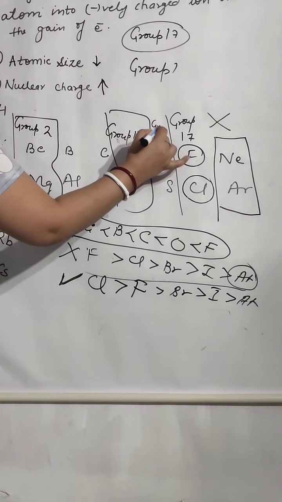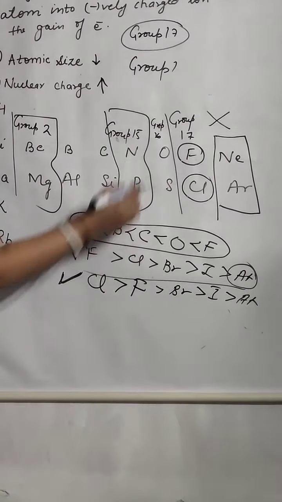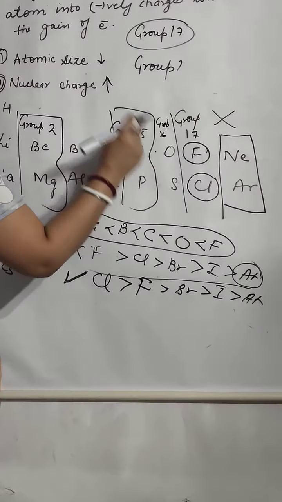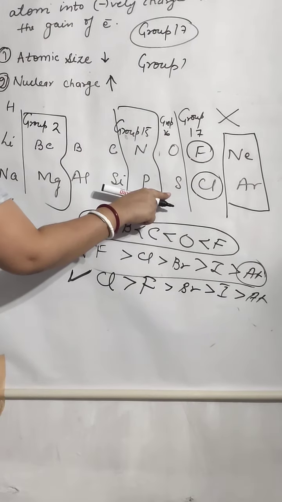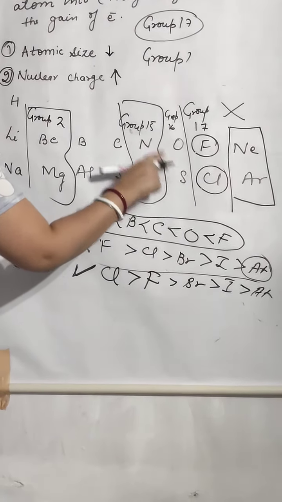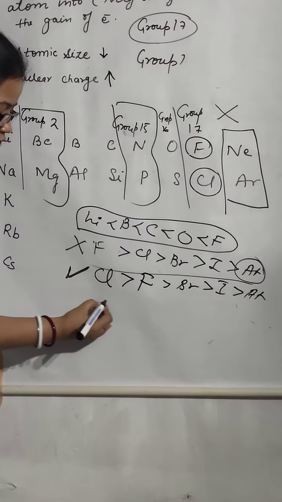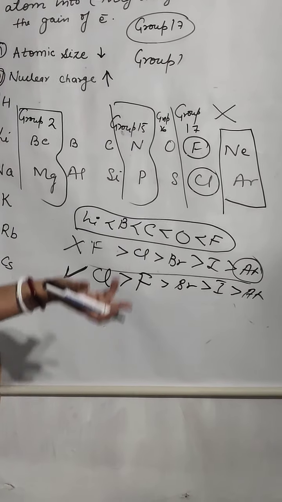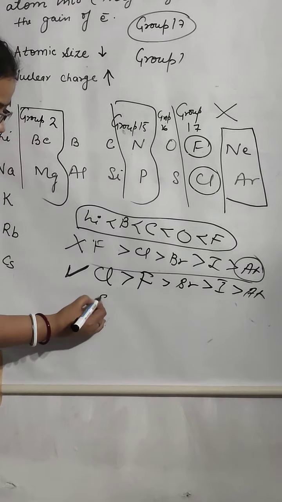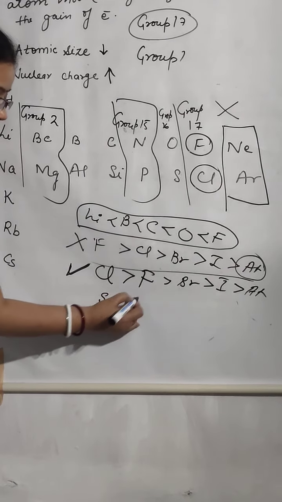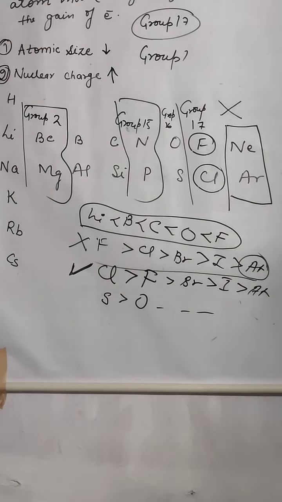Similarly, group 16 is also an exception, where oxygen is showing lower electron affinity than sulfur. So if we are asked to write the decreasing order, first of all we will write sulfur, then oxygen, and then so on.